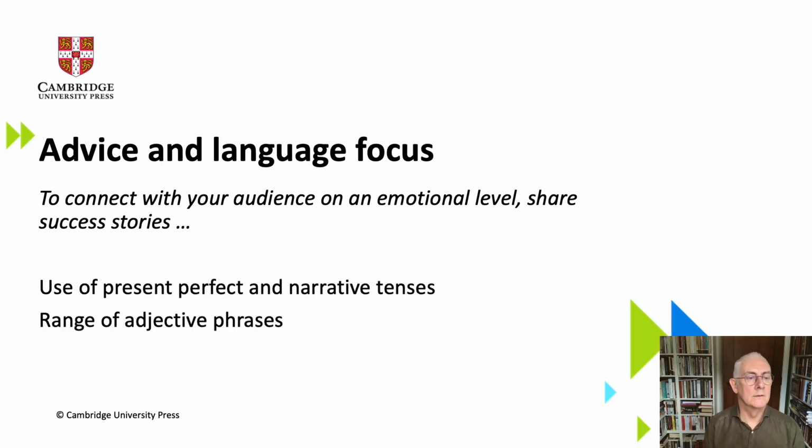So this first one, to connect with your audience on an emotional level, share success stories. So this assumes that you can use the present perfect in order to introduce the success story. I've done this, I've achieved that. And then beyond that, you would need to be able to use narrative tenses effectively in order to tell your story in an interesting way. Also, there is this phrase here, on an emotional level. Now, this suggests that the writer can use a good range of adjectives in order for the reader to have emotional engagement with the text.